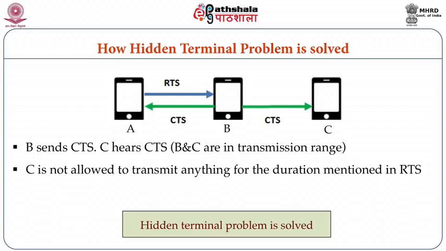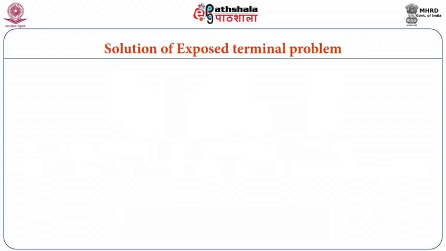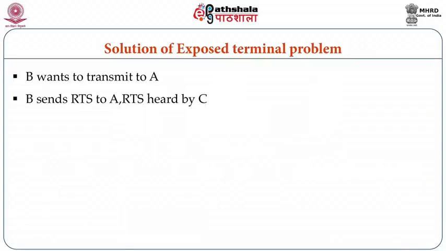So before transmitting, both the devices are taking the consent of the receiver, and the receiver, only if free, allows them to transmit. Hence, no collisions are there. Now, how is the exposed terminal problem solved using RTS and CTS? What was the problem? B was transmitting to A. C wishes to transmit to B, but it unnecessarily waits because it hears the medium to be busy.